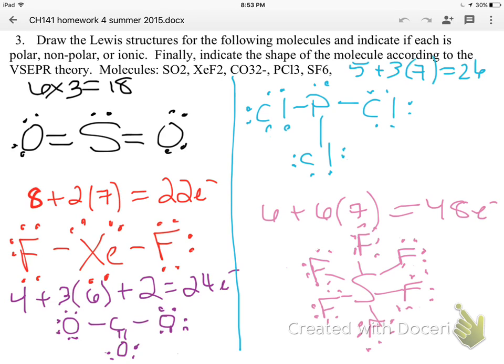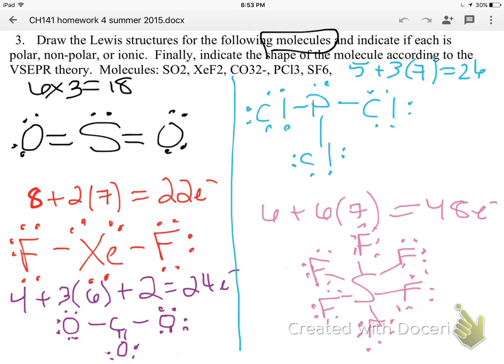We need to indicate if it's polar, nonpolar, or ionic. Okay? So, again, this is talking about whether the whole molecule is polar, nonpolar, because it says molecule is polar, nonpolar, or ionic. So when we're thinking about that, a molecular level rather than the bond level in the last question, we need to think about the shape. Okay? Conveniently, that's the next part of the question.